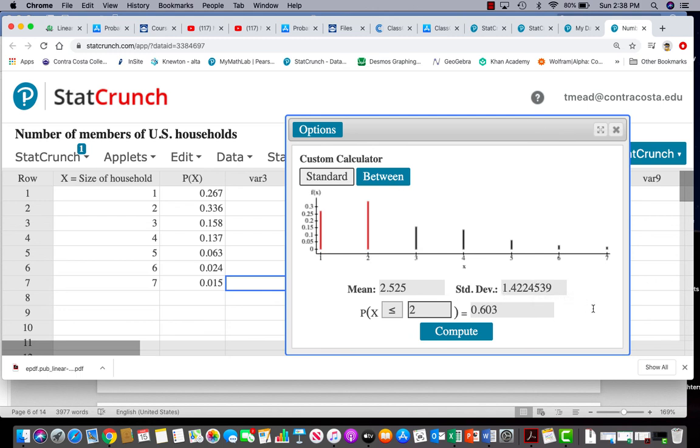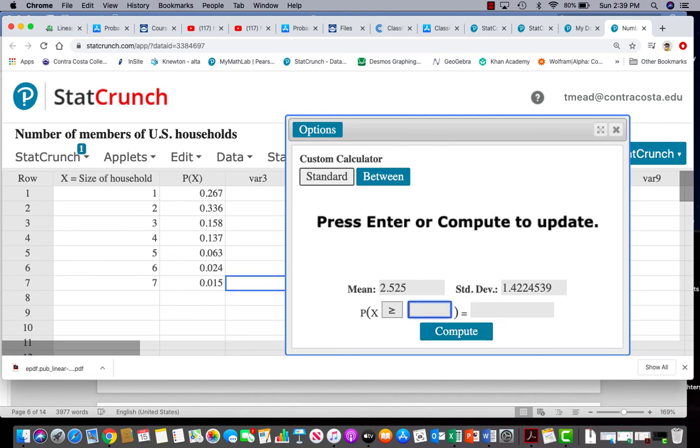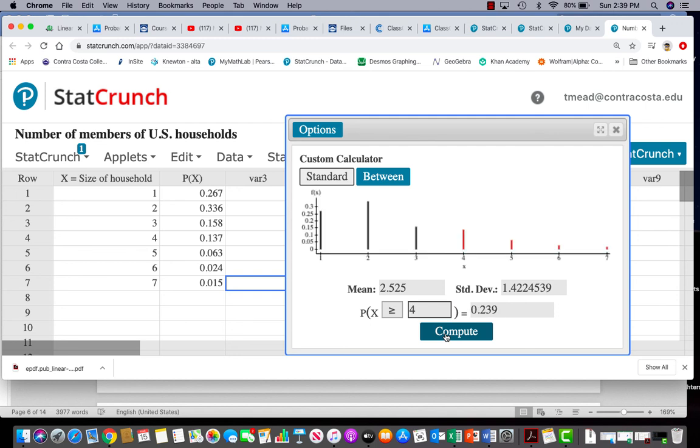It has the added benefit that if we want, we can find all kinds of probabilities. For example, the probability that x is less than or equal to 2 is 0.603. I could change this to greater than or equal to 2, and now that's 0.733. Or I can make this 4 or 5 or something and get different probabilities. It's kind of nice because it highlights the one that you're counting in red.